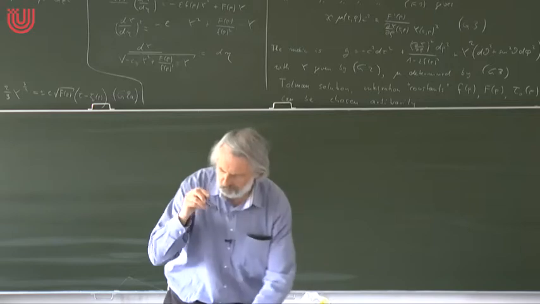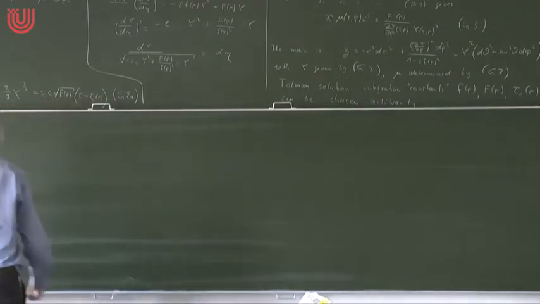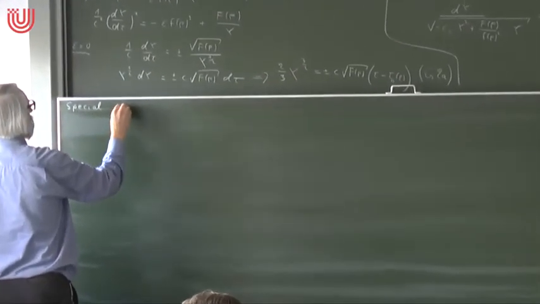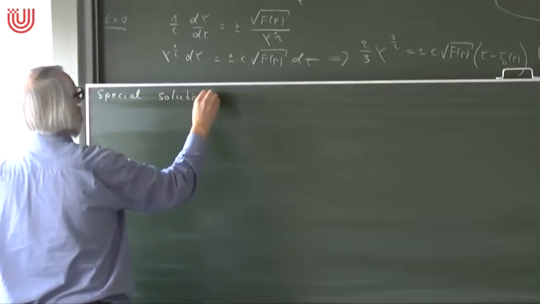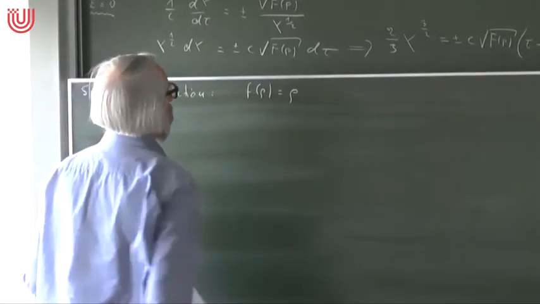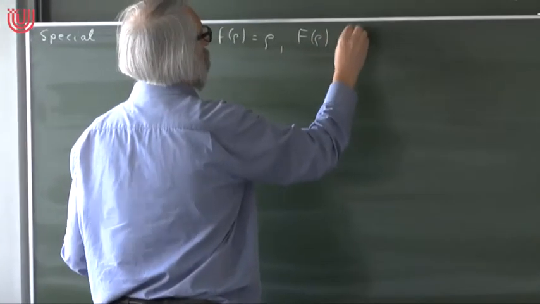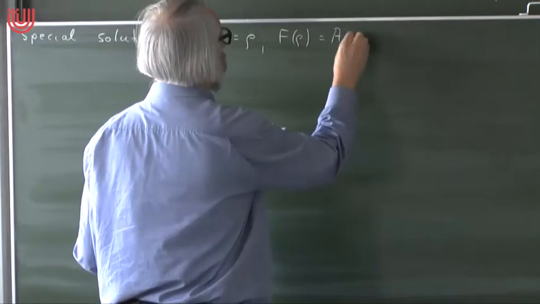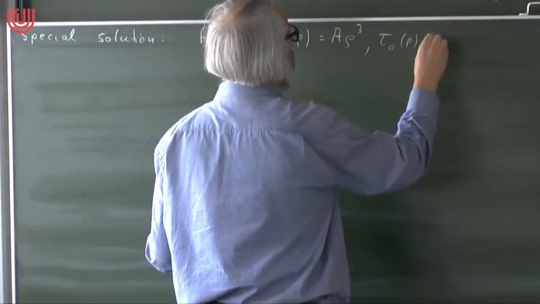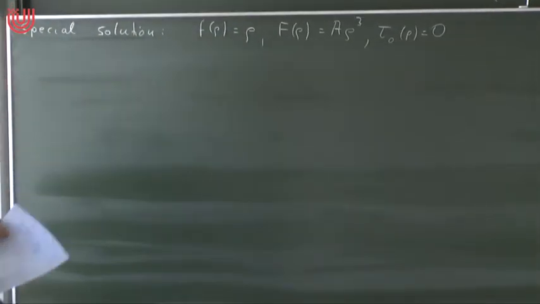Okay. So the special solution we want to consider is given by choosing f of rho equal to rho, capital F of rho as a constant, capital A times rho cubed, and tau naught equal to 0. And let's see what this gives us.